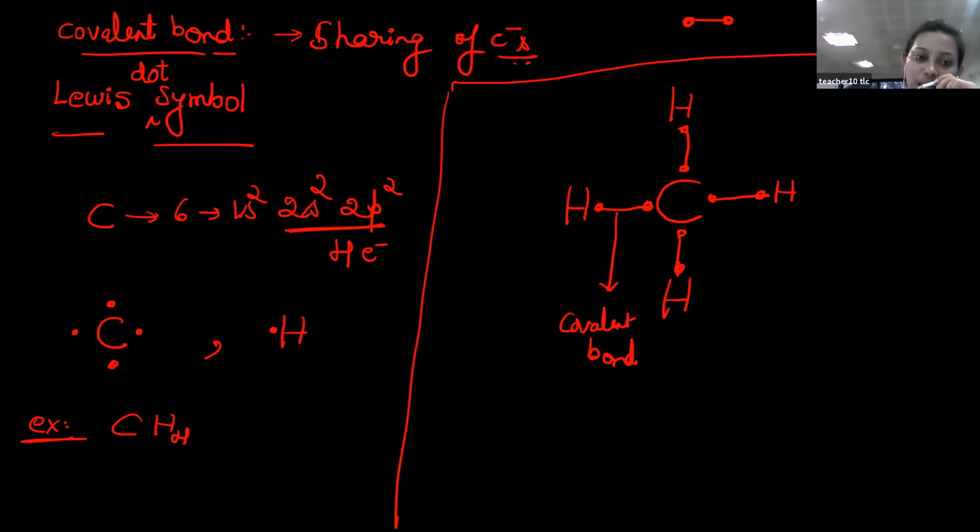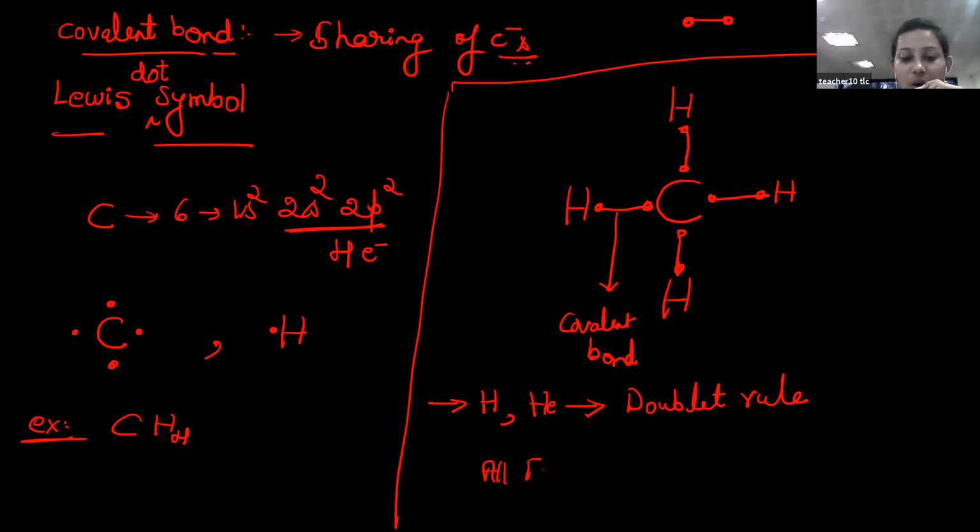Students, how do these elements share their electrons? Is there any particular procedure or any particular method for this? Yes. See, always remember, students, in the periodic table, if you have hydrogen or else helium, these two elements must obey the doublet rule. And remaining all elements must obey the octet rule. Is this clear?